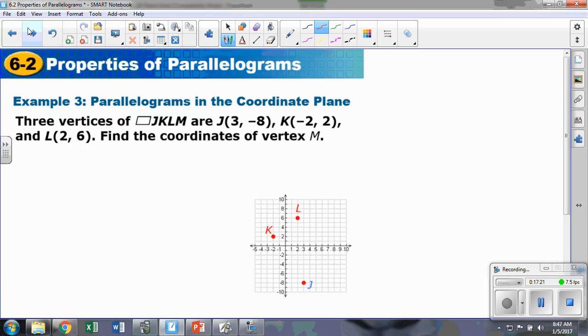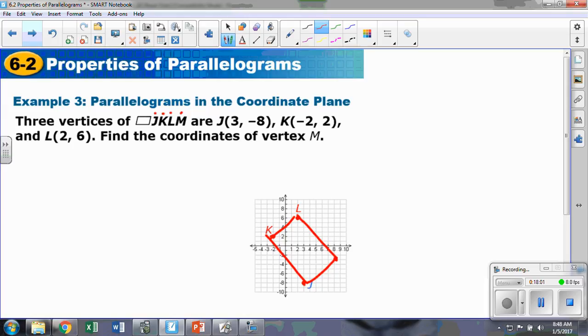This particular problem, I'm not going to need to create an equation. We have three vertices of parallelogram JKLM: 3, negative 8; negative 2, 2; 2, 6. Remember how I said earlier that the coordinates, the order matters? J, K, L, M. So we're saying M needs to be over here somewhere so that we'd be able to create a parallelogram.